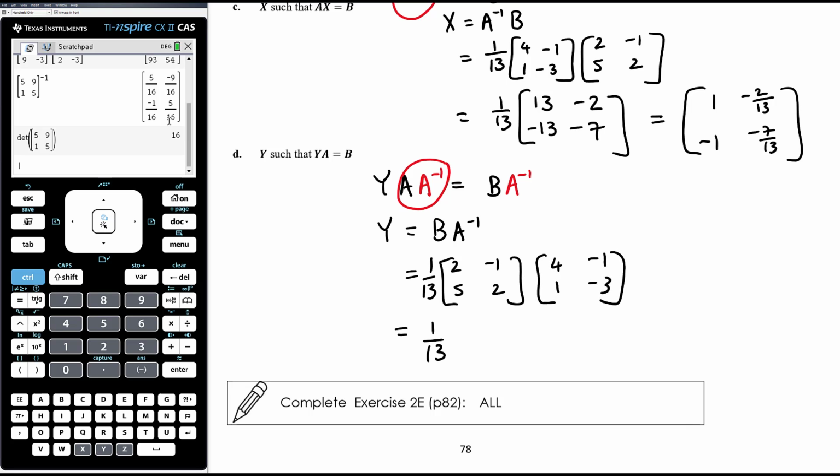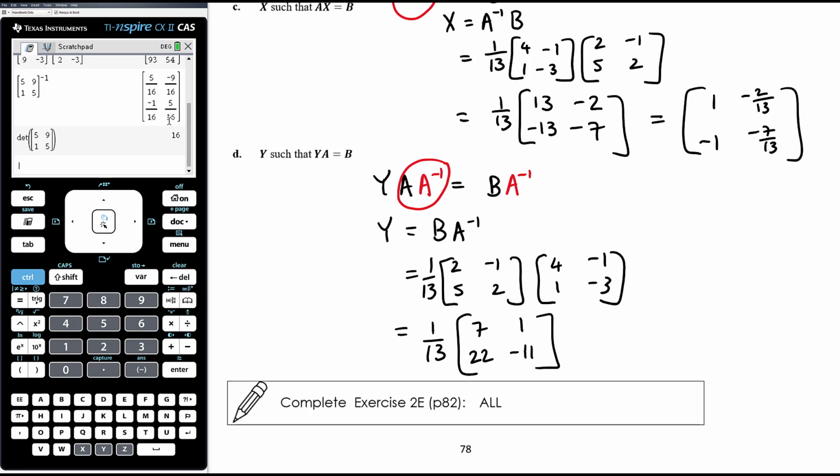So we have 1 on 13, 2 times 4 is 8, plus -1 times 1 is -1, 8 plus -1 is 7. Top right, 2 times -1 is -2, -1 times -3 is +3, so it's -2 plus 3, which is +1. Bottom row times left hand column, 5 times 4 is 20, plus 2 times 1 is 2, so 20 plus 2 is 22, and bottom row times right column, 5 times -1 is -5, plus 2 times -3 is -6, -5 plus -6 is -11. 13 doesn't go into any of those numbers, so I'm not going to bother multiplying it in.